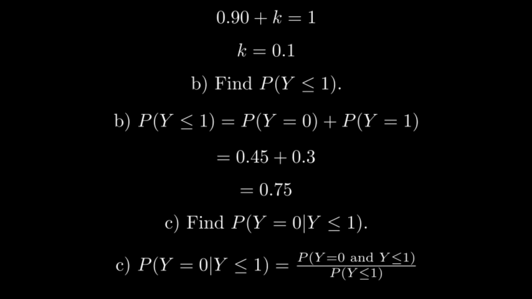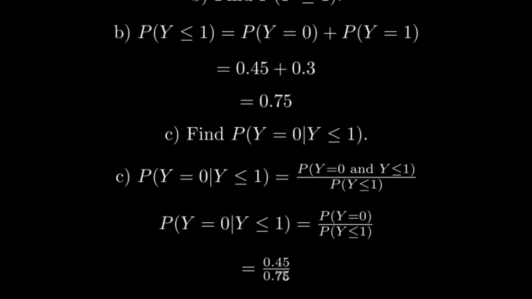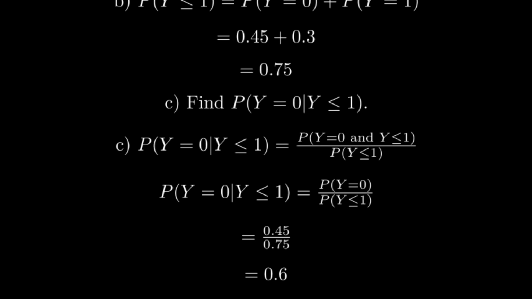Think about the numerator. If y is 0, it is automatically less than or equal to 1. So the event y equals 0 and y less than or equal to 1 is just the same as the event y equals 0. So our calculation becomes P of y equals 0 divided by P of y less than or equal to 1. We already found P of y less than or equal to 1 in part B, so we have 0.45 divided by 0.75, which equals 0.6. This means if we know there's at most one crack, there's a 60% chance that there are actually 0 cracks.